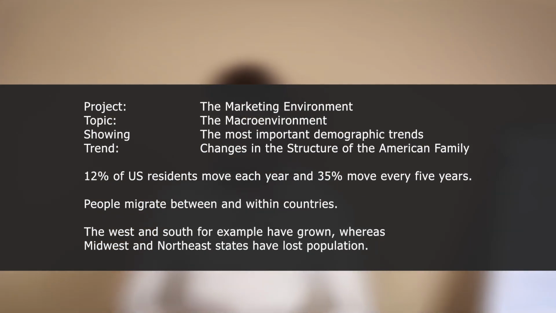The third important trend that we look at is the geographic shifts of the population. 12% of US residents move each year and 35% move every 5 years. People migrate between and within countries. The West and South, for example, have grown, whereas the Midwest and Northeast states have lost population.